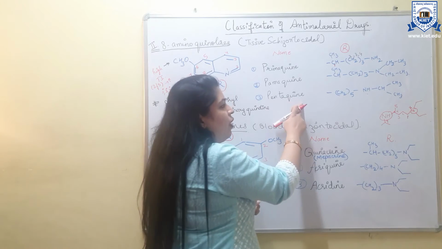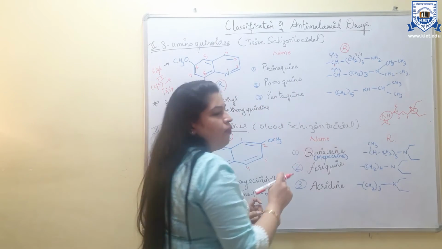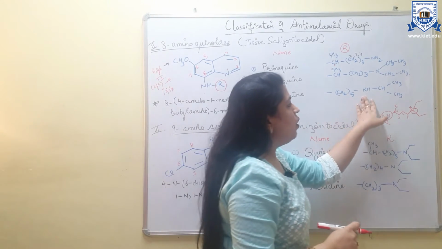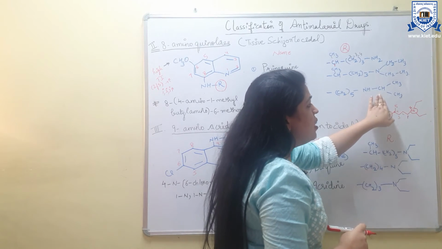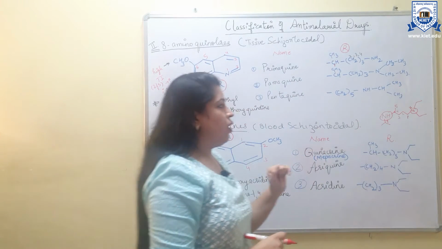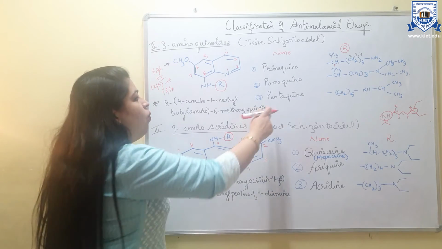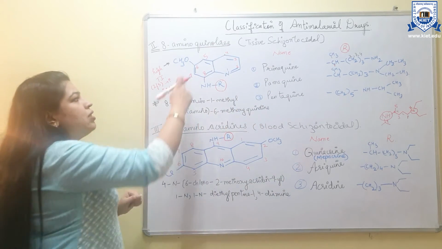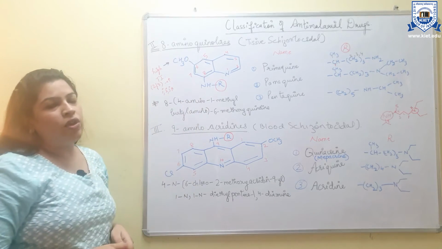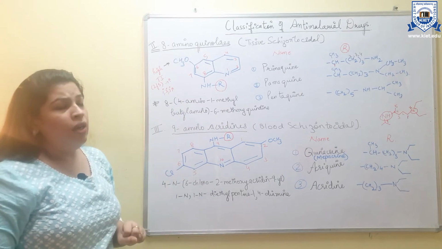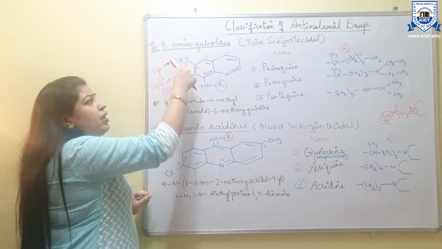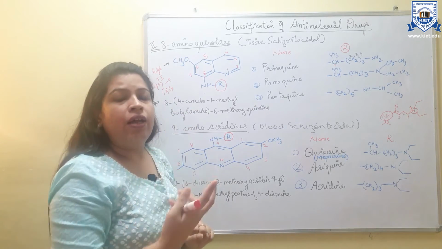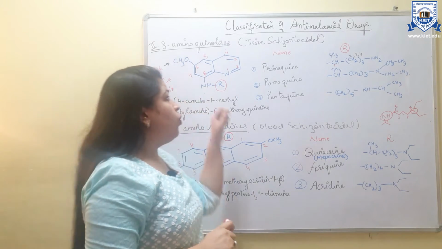Then in the third, pentaquine, there is a straight chain of 5 carbon atoms, and after that amino is attached, with the CH, CH3 and CH3 in this pentaquine. Now one more thing present in all the drugs of this category is that at the 6th position there is a methoxy group on this quinoline moiety, and due to this methoxy group it has a high therapeutic index.